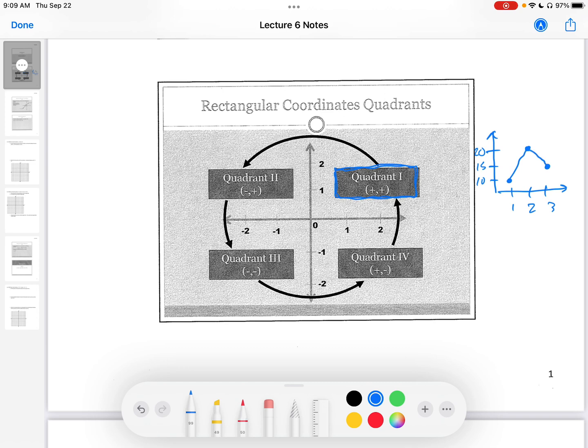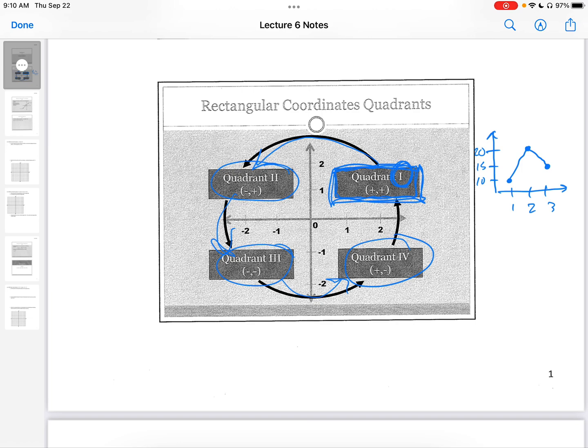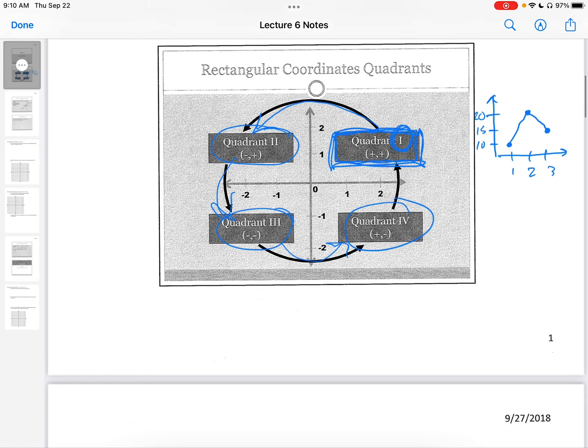So the first graph that you learned was in quadrant 1. So this is always where we start as far as our quadrant 1 goes. And then we just move around counterclockwise. So quadrant 2 is over here, then quadrant 3, and then quadrant 4. And those are going to come into play when you deal with your true and false questions. So that's why we want to make sure that we know those.